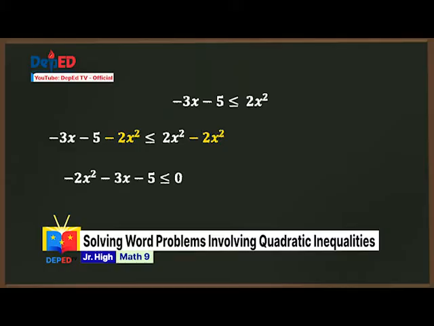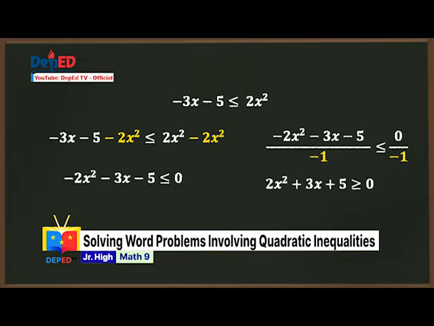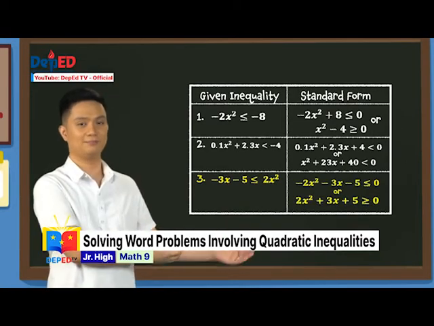But if your cranium feels itchy because of the negative coefficient of x squared, say no more. We just have to divide both sides by negative 1. Yes, by negative 1 only, since negative 3 and negative 5 are not even. And you must remember that we need to change the symbol since we divide both sides by a negative number. Hence, the inequality can now be expressed as 2x squared plus 3x plus 5 is greater than or equal to 0. So let's update the table.